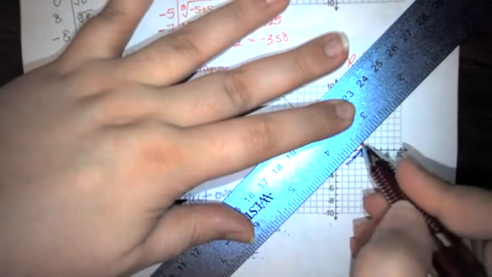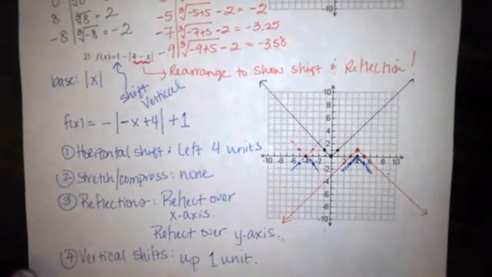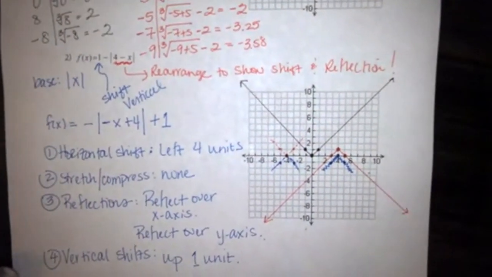Okay, there we go. Slap my arrows in the bottom. Okay. And so now I have to label what I have.